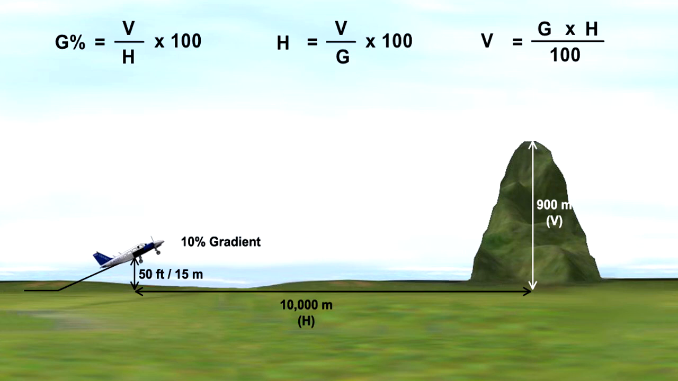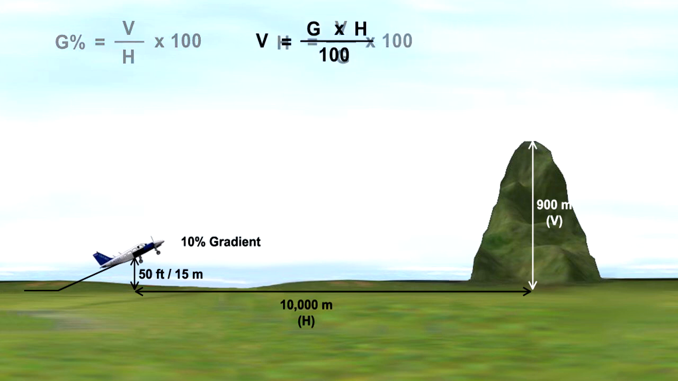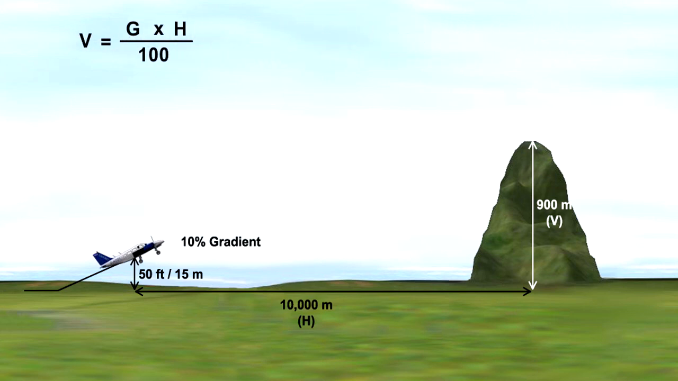Now let's work through an example. Following a takeoff, a light twin-engine aeroplane climbs on a 10% climb gradient. By how much will it clear a 900 meters high obstacle situated at 10,000 meters from the 50-foot clearance point? In order to find out by how much the aeroplane will clear the obstacle, it's necessary to calculate the height the aeroplane will attain after covering a horizontal distance of 10,000 meters.